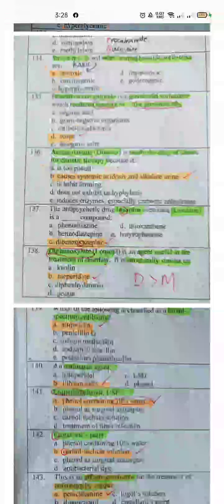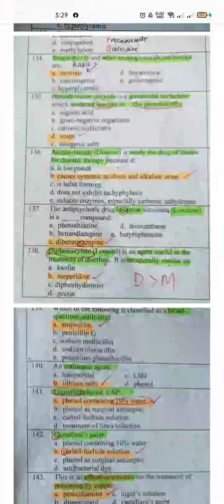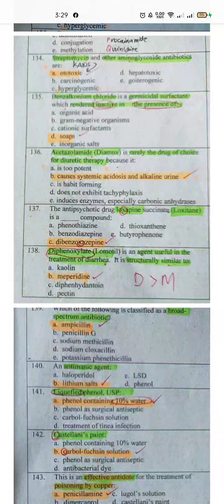139. Which of the following is classified as a broad-spectrum antibiotic? Is your ampicillin. Okay. Classified as broad-spectrum antibiotic is your ampicillin. Now, 140. Anti-manic agent is your lithium salts.